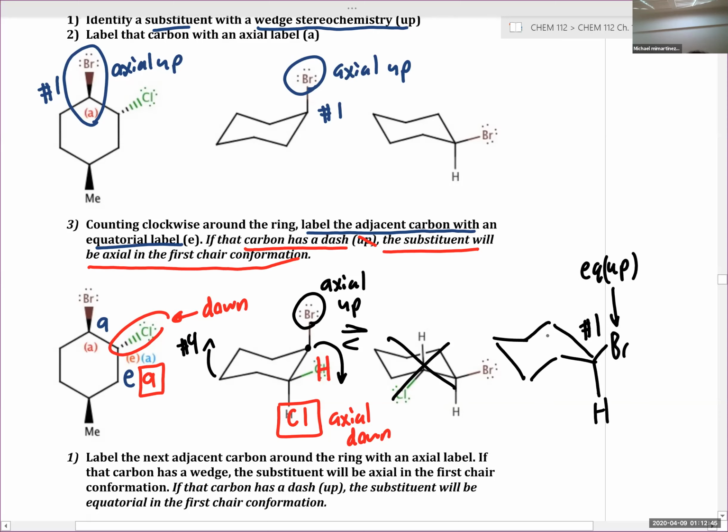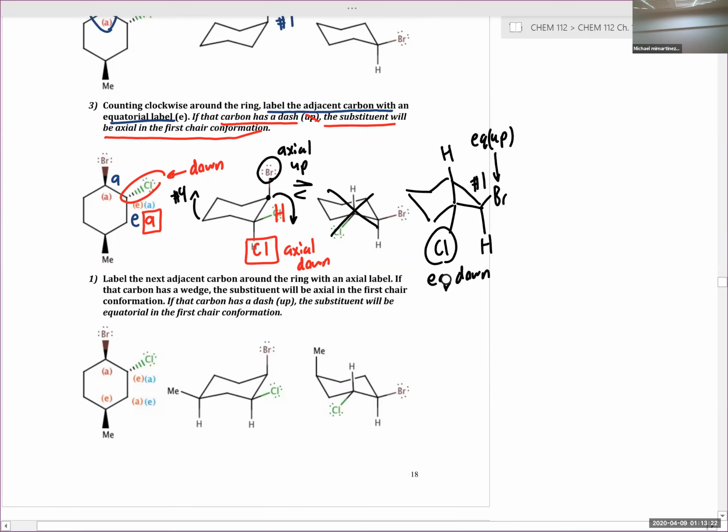So does everyone notice how our counting method changes when we have a dash? Does that make sense to everyone? So if you have a dash, you change your label. So we would expect if there was a wedge, it would be equatorial. We have a dash, we change it to axial. Okay, let's keep going now.